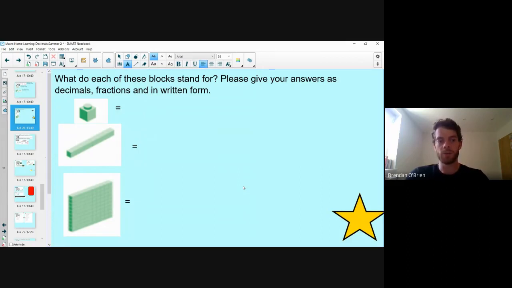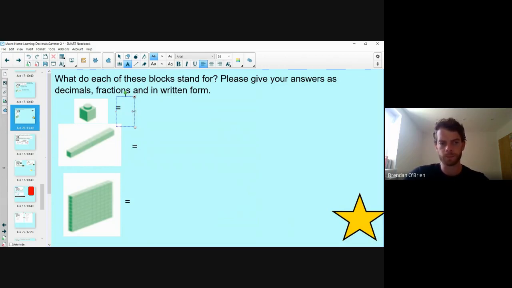of decimals. Okay, so I've written here, what do each of these blocks stand for? Please give your answers as decimals, fractions, and in written form. So grab a pencil and paper, or a pen, and I would like you to just write, as I say, the values of these blocks in decimals, fractions, and in written form. Pause the video and off you go. Okay, this is going to be really helpful for today's lesson to just refresh ourselves on what these blocks represent.